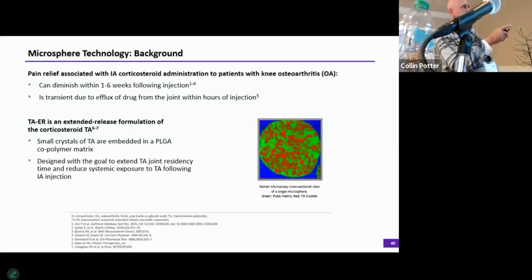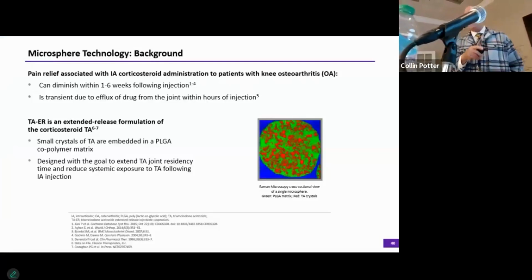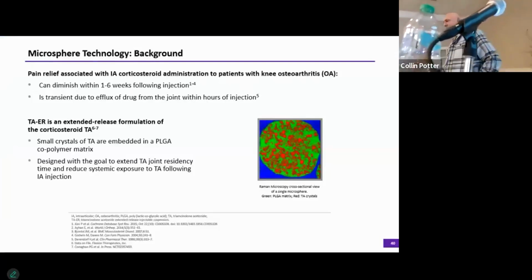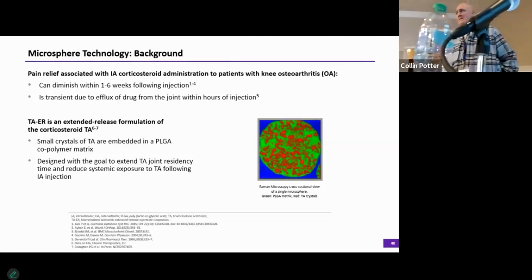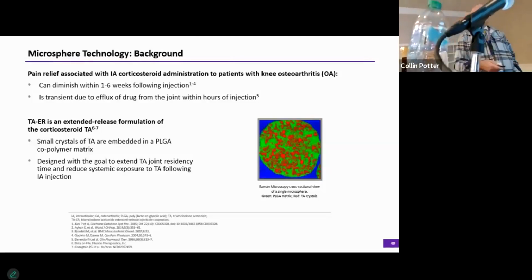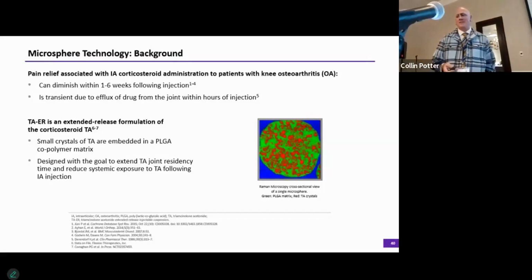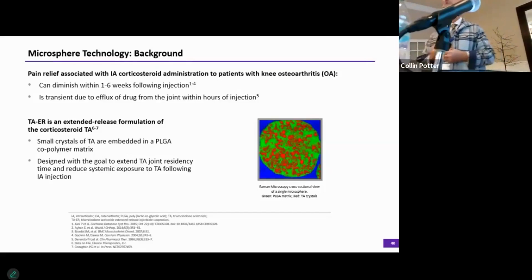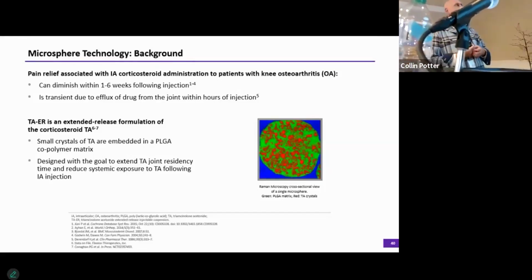This is a particularly different one. This is triamcinolone, but it's an extended relief molecule, meaning normally we give injections and they're metabolized pretty quickly out of the joint, days, not weeks or months. This one in particular, Zilretta, I don't know if anybody's familiar with that. It's been out since about 2019. It's triamcinolone. It's 32 milligrams as opposed to the 40 we typically give.